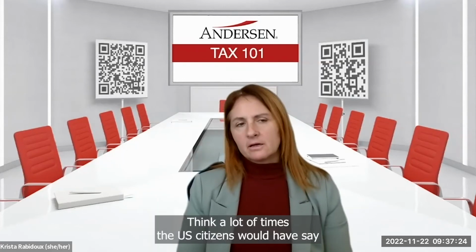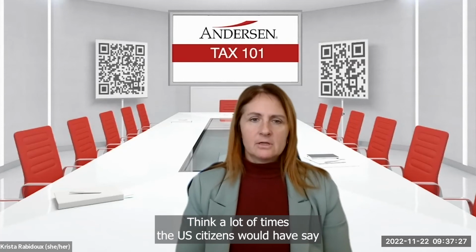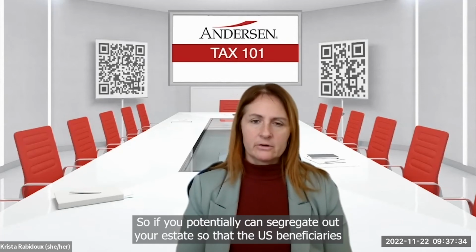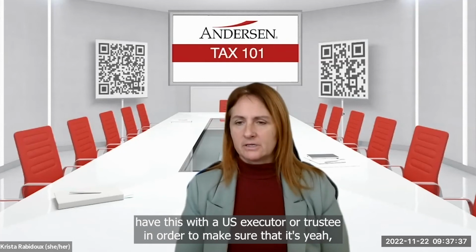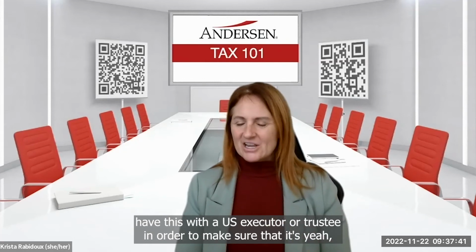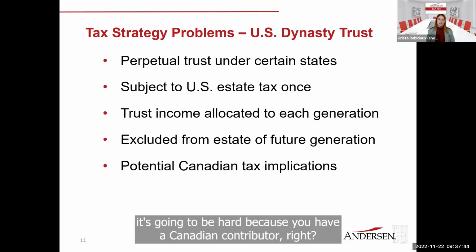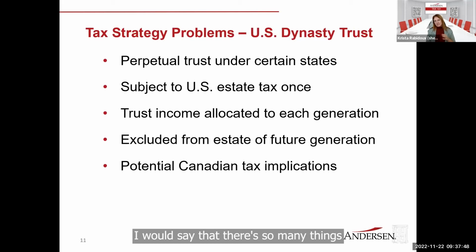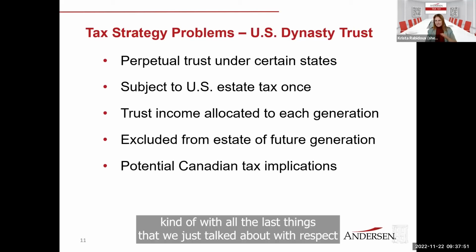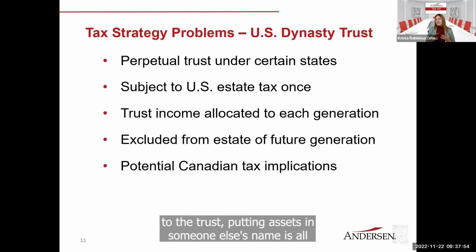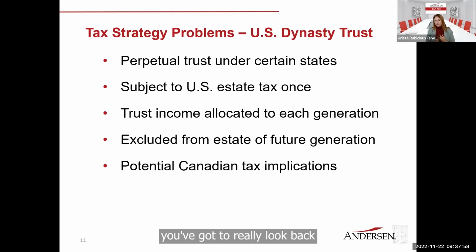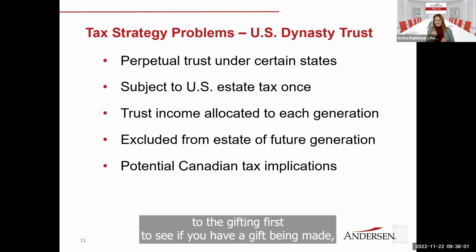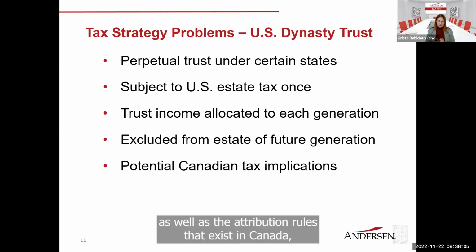Mm-hmm. Yeah, and I think a lot of times US citizens would have, say, beneficiaries both in Canada and the US, right? So if you potentially can segregate out your estate so that the US beneficiaries have this with the US executor, trustee, it's going to be hard because you have a Canadian contributor, right? So I would say there are so many things with all the last things that we just talked about with respect to the trust, putting assets in someone else's name, you've got to look back to the gifting first to see if you have a gift being made, as well as the attribution rules that exist in Canada, as well as the residency of either the trust or the person.